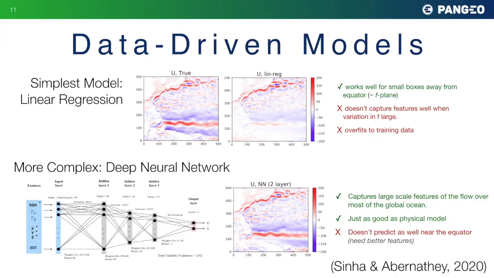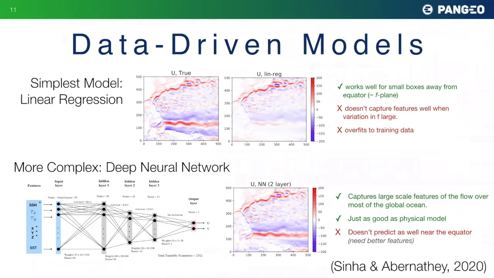The simplest type of data-driven model you can make, of course, is a linear regression, and that's what we started with. And here's the true current, and here's the best our linear regression model could do. And we learned some interesting things from this. As you expect, we couldn't learn a nonlinear relationship with the linear model. We could only learn the linearization of the equations, which, if you're familiar with geophysical fluid dynamics, amounts to an F-plane approximation. So we couldn't learn a single model that was valid for the whole globe. We could only learn a model that worked for small regions.